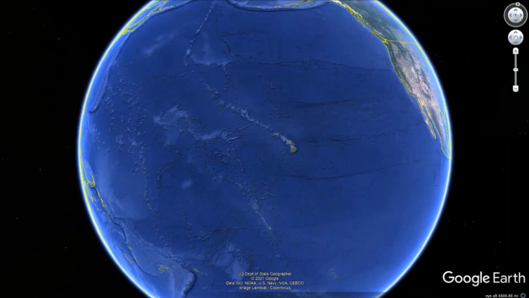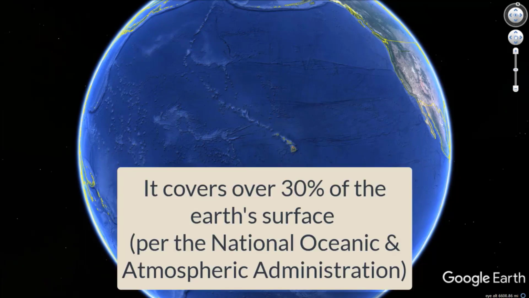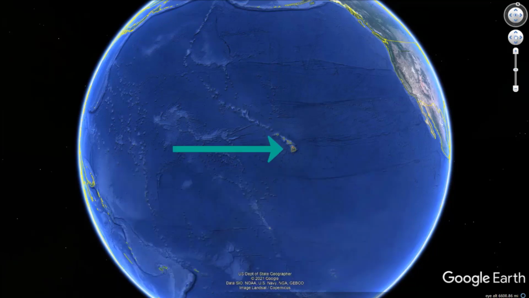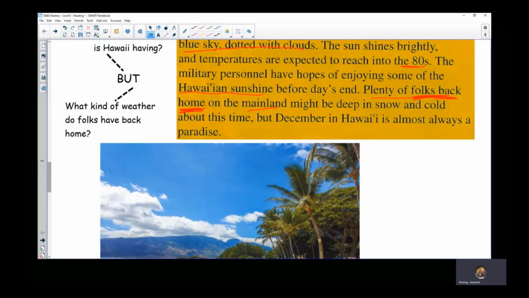It takes up like half the world's mass, or at least a third. I mean, it is a huge, huge ocean, and right smack in the middle of it is this little island, Hawaii. Now, Hawaii, you've probably heard of people taking Hawaiian vacations.